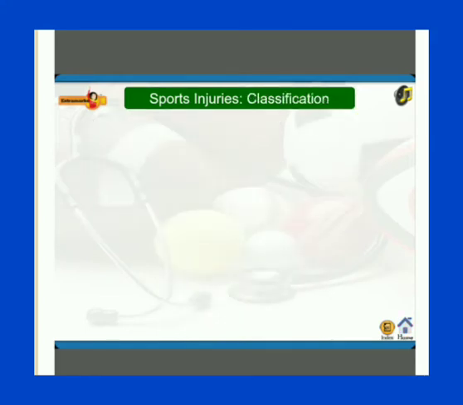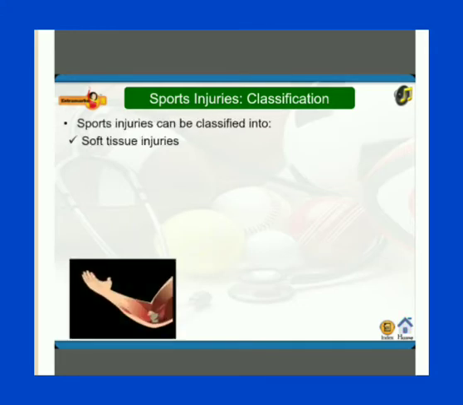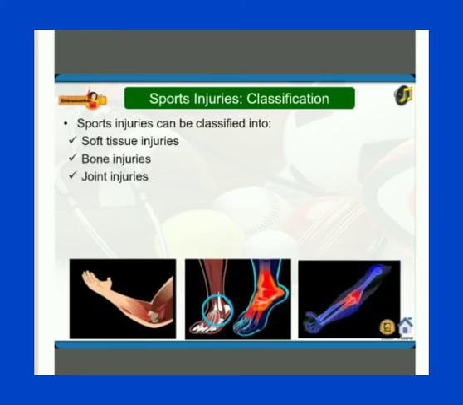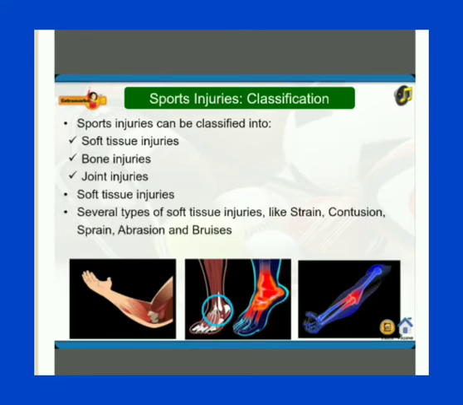Sports injuries, classification. Sports injuries can be classified into soft tissue injuries, bone injuries and joint injuries. Let us know more about each of them. Soft tissue injuries. There are several types of soft tissue injuries like strain, contusion, sprain, abrasion and bruises. Among them, strain and contusion are muscle injuries. Let's get their details.